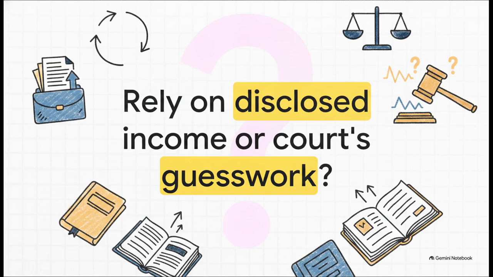Well, that covers our targeted recap of Sections 24 to 29. As you review your notes tonight, I want to leave you with this final strategic question. If you were litigating a Section 25 maintenance dispute tomorrow, would you build your case relying strictly on the disclosed income documents? Or would you aim to trigger the court's power of guesswork under that Barhat-Hegde precedent? It is a fascinating tactical choice.